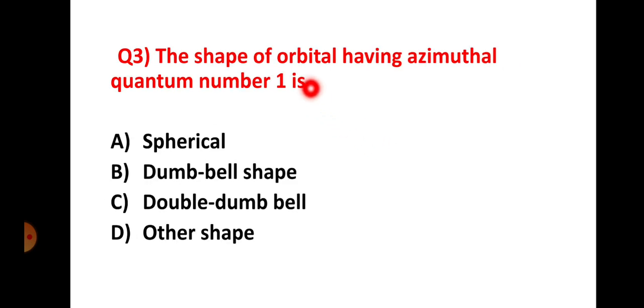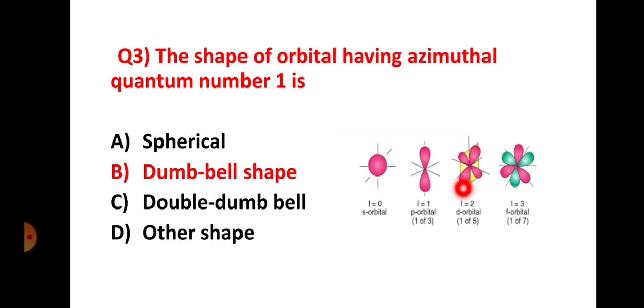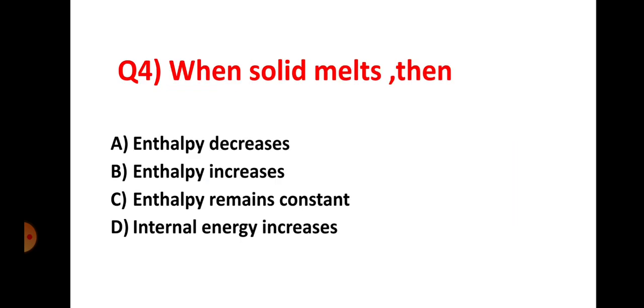The shape of an orbital having azimuthal quantum number 1 is... Before solving this question, let us see this chart. For l equal to 0, or s orbital, the shape is spherical. For azimuthal quantum number l equal to 1, the shape is dumbbell shape. This is called dumbbell shape. So our answer for this question is option B, dumbbell shape. Now let us move to question number 4.